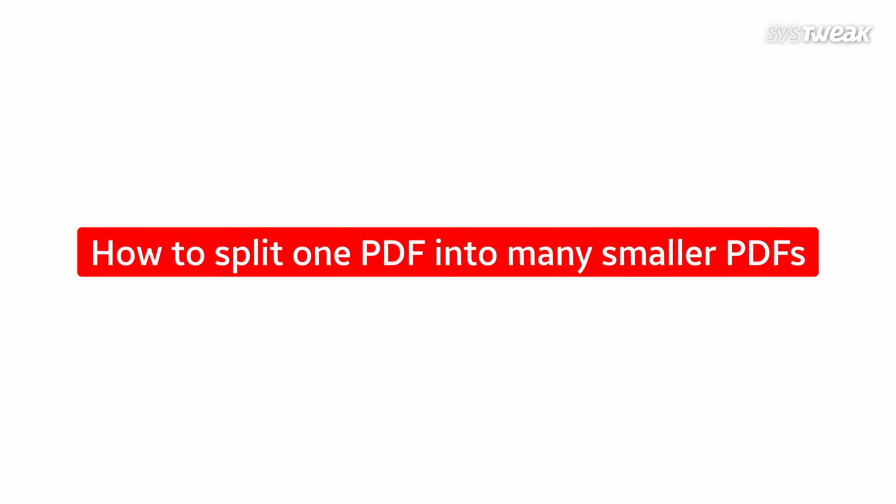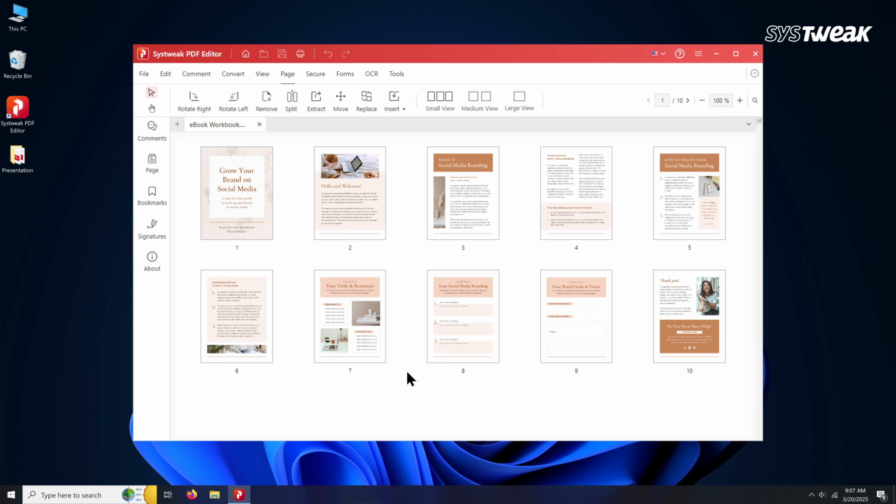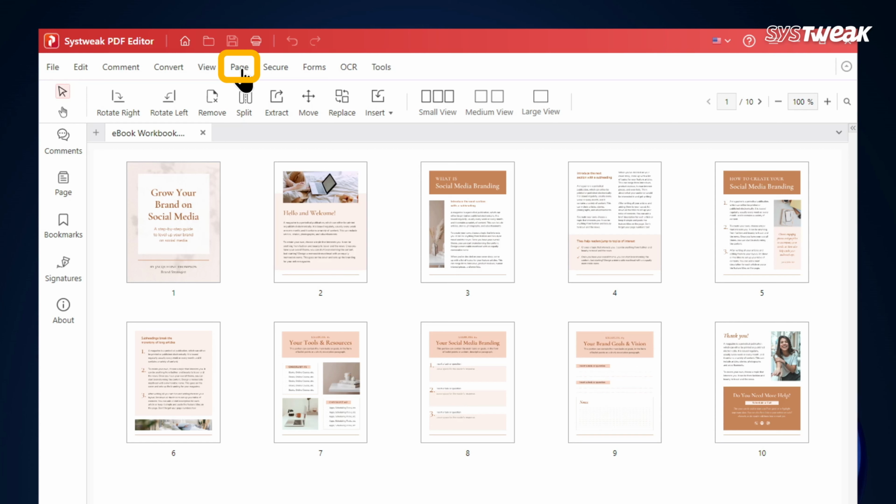Now, let's see how to split one PDF into many smaller PDFs using page ranges. Make sure you are still in the page menu. Now select the group of pages you want to split. For each group, a new PDF will be made.